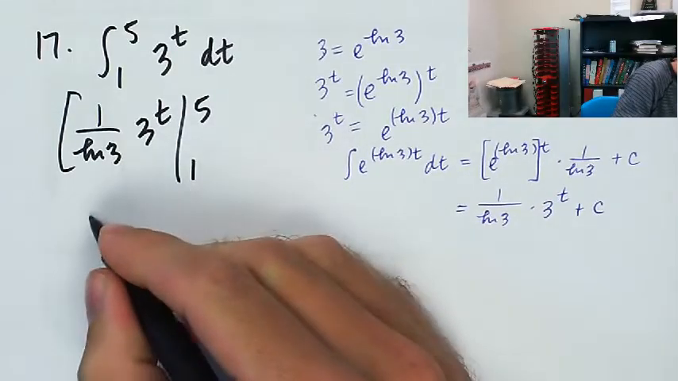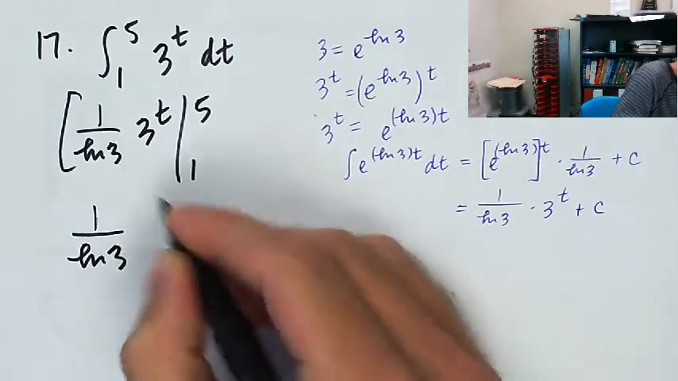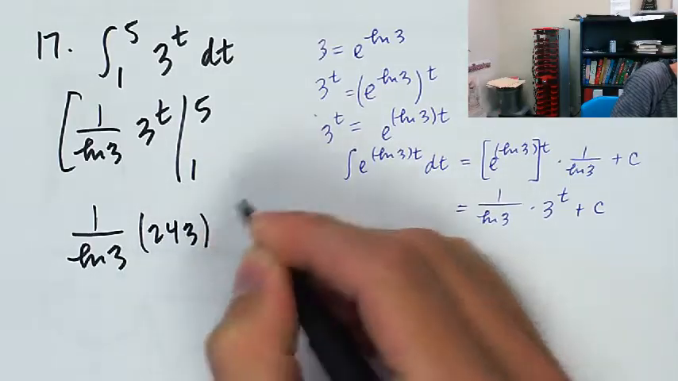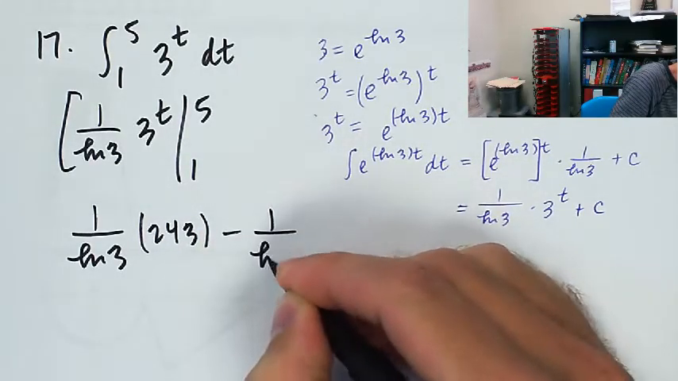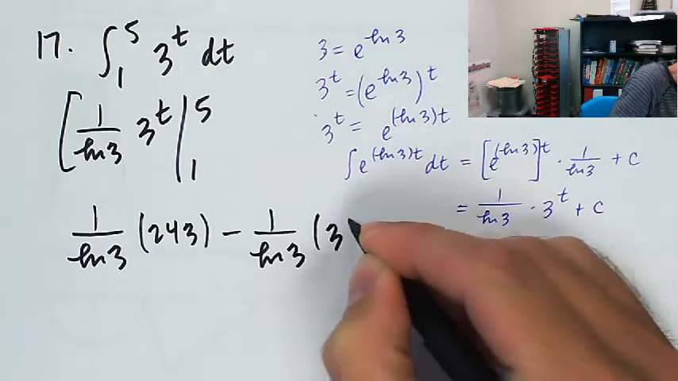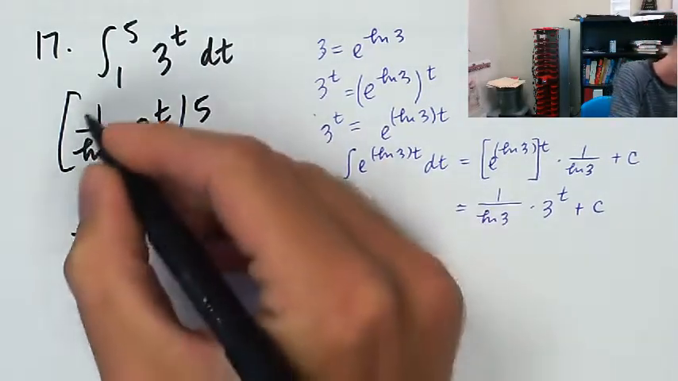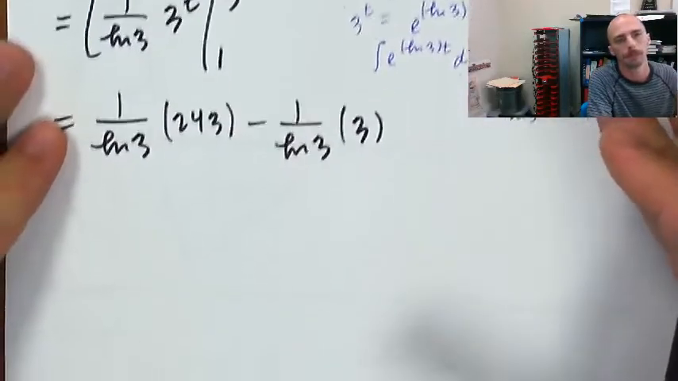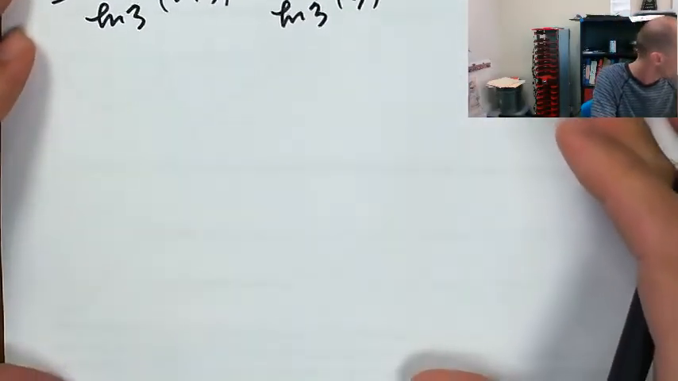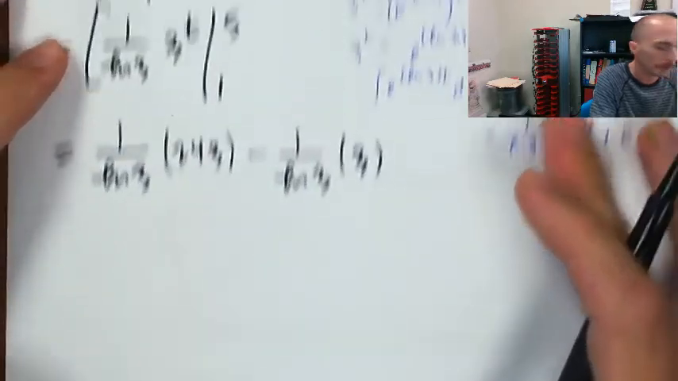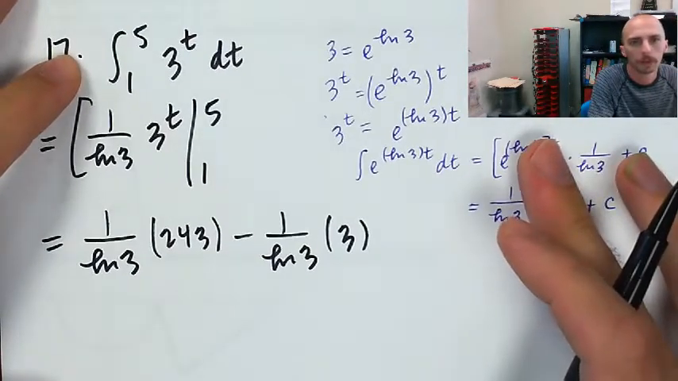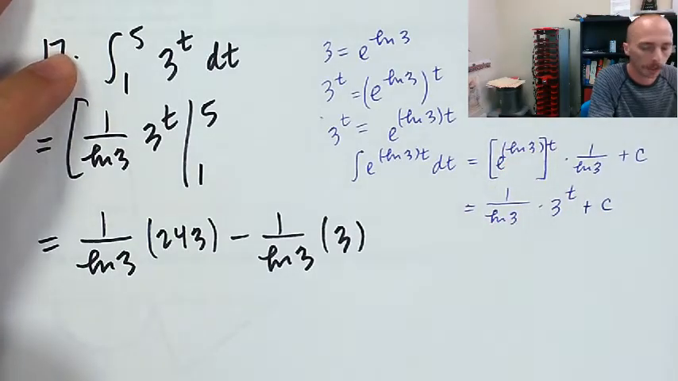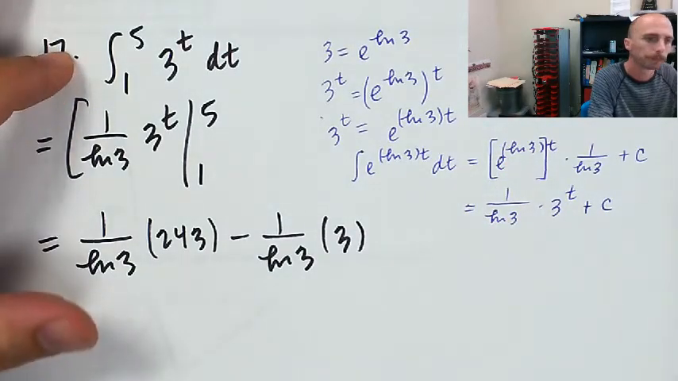All right, so I've got 1 over log 3 multiplied by 3 to the 5, minus 1 over log 3 times 3 to the 1. And that's going to be the value of that integral. While I'm here, this is not one that you absolutely have to know for my class right now, but in the long term, that is one that we're going to have to know for AP Calculus.